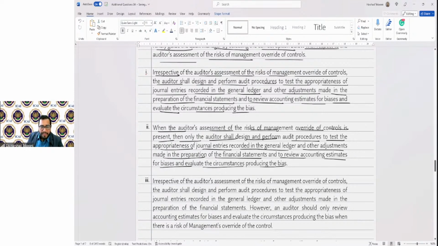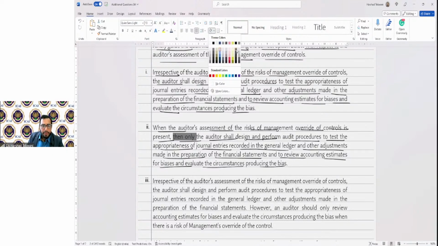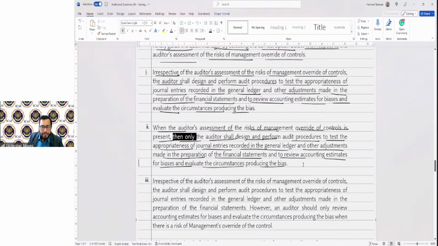So if the risk is there, the second option is when the auditor assessment of the risk of management override of control is present, then only. So then only means if no risk is present, he is not required to perform. I'll highlight this one over here. The difference.